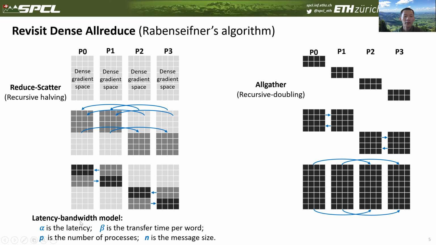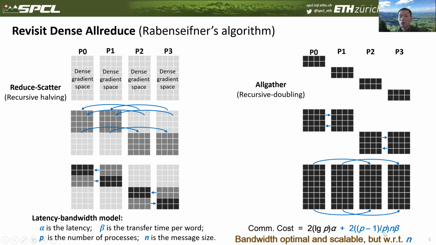Here we use the simple latency-bandwidth model to analyze the communication cost, in which alpha is the latency, beta is the transfer time per word, P is the number of workers, and N is the message size. The communication cost for Rabenseifner's algorithm is modeled by this formula. We can see the bandwidth overhead is approximately equal to 2N, which is optimal and also very scalable. But here, N is the number of parameters in the model. Therefore, for large model training, the communication cost for dense Allreduce is very high.